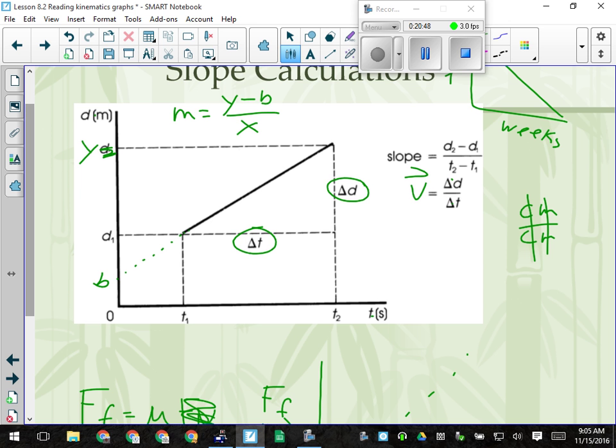Okay, so back to this. When we have the slope on a position versus time graph, we're finding the rate of change of position, displacement, over the rate of change of time, which is always the same. Okay, and we're going to get velocity out of that because it's going to be in meters per second.